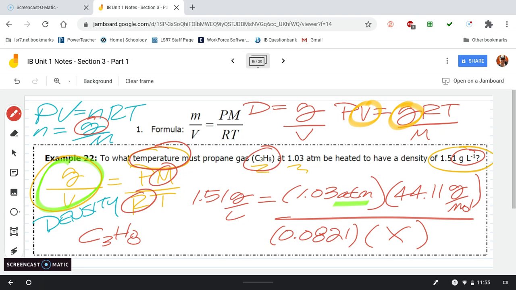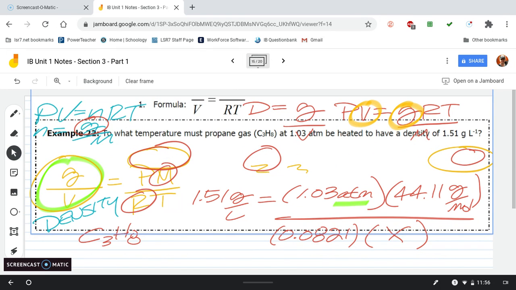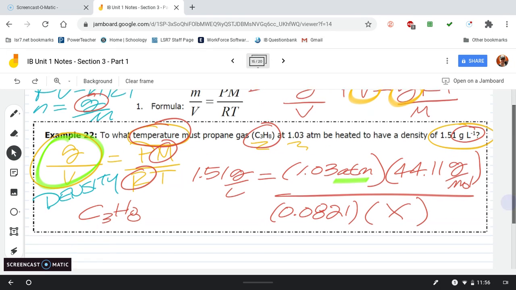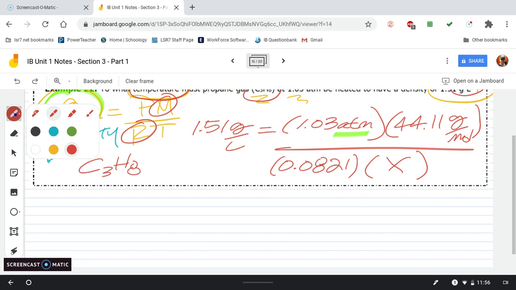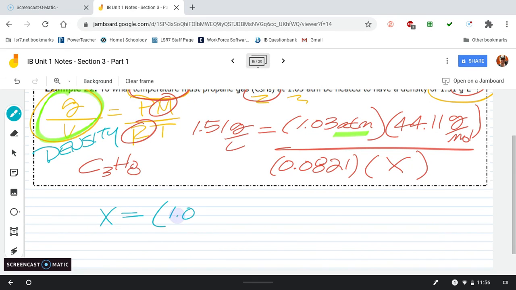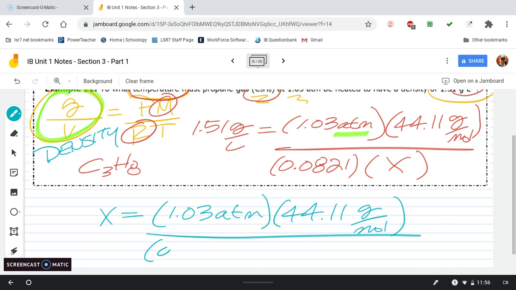So we're just going to solve for x, and we will have it. So let's slide this down. So let's rewrite it, solving for x. Remember, algebra, you should have learned algebra by now. The x can just slide up where the 1.51 is. So it's just x equals 1.03 atm times the 44.11 grams per mole. All that divided by the 0.0821. And we're going to multiply that by the 1.51 grams per liter.